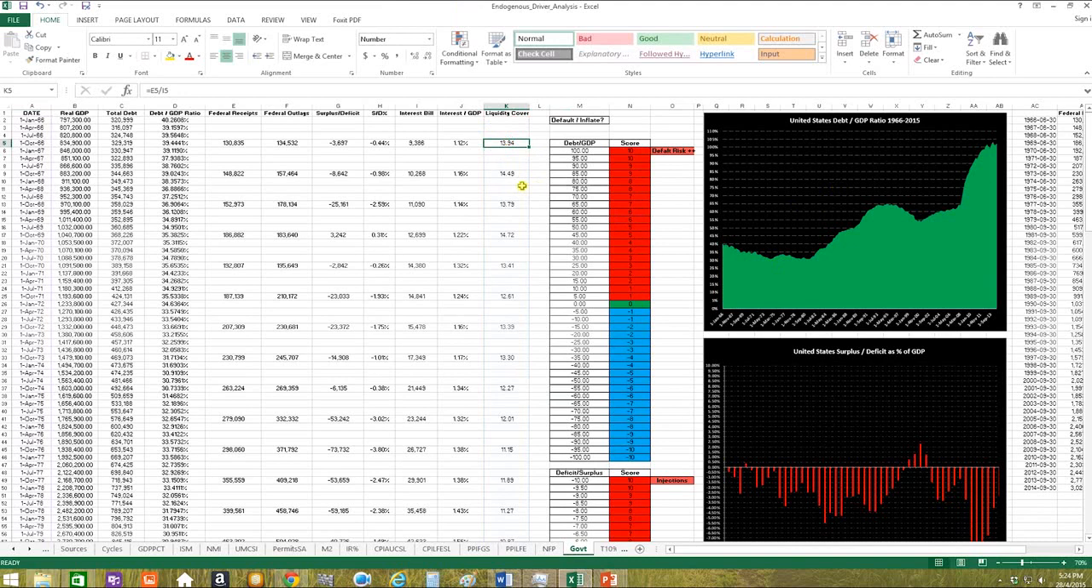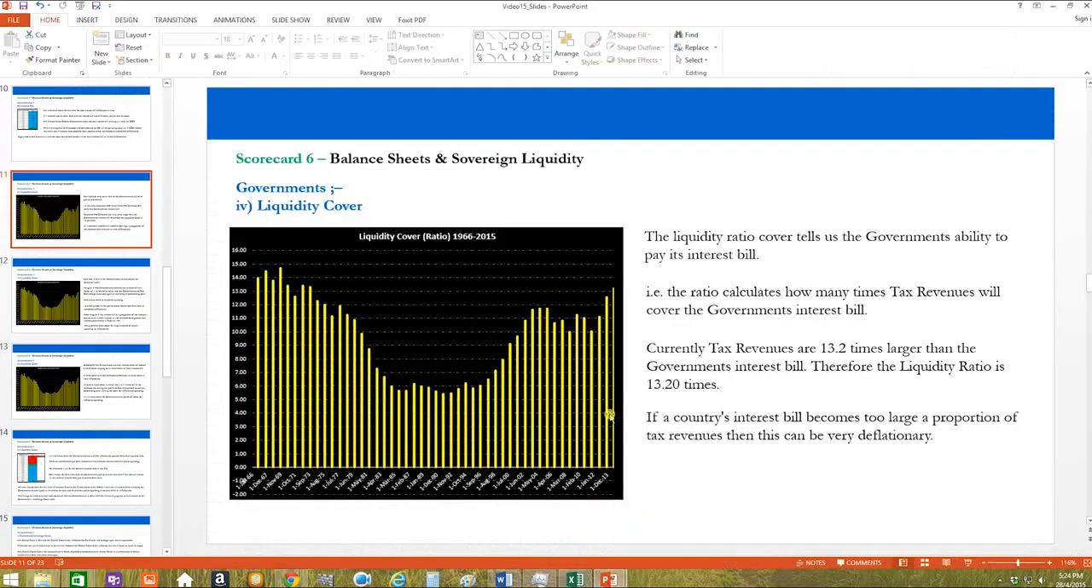The way the liquidity cover ratio is worked out is we're referencing cell E5. So column E, we're referencing federal receipts, so the tax receipts that the government receives, and we're referencing I5, the actual interest bill. And we're dividing receipts by the interest bill to get our ratio. So let's go back to the presentation, look into this in a bit more detail.